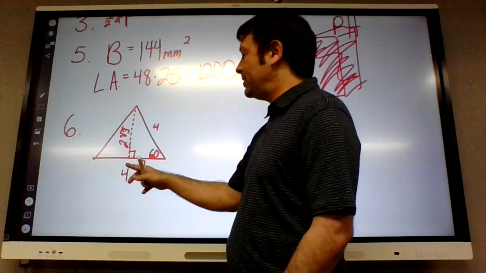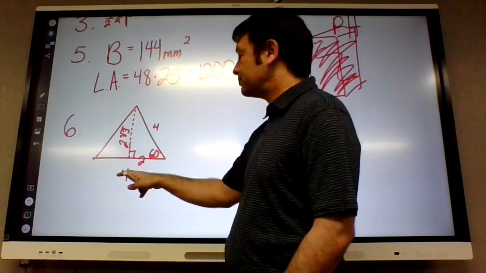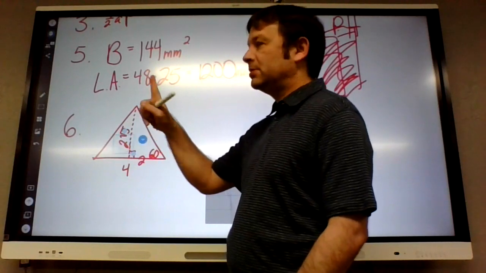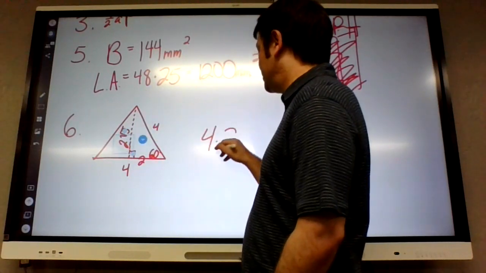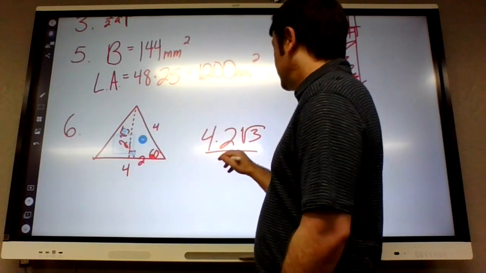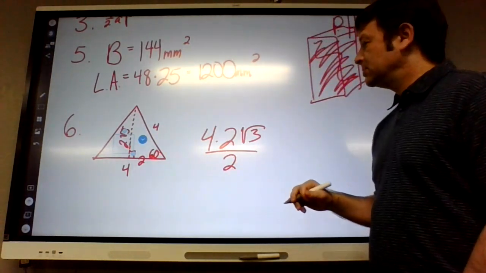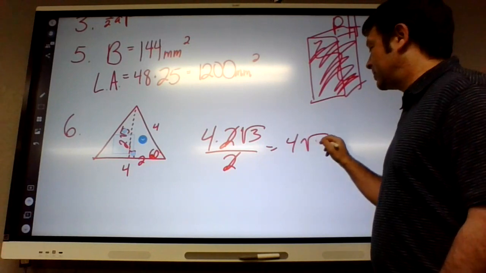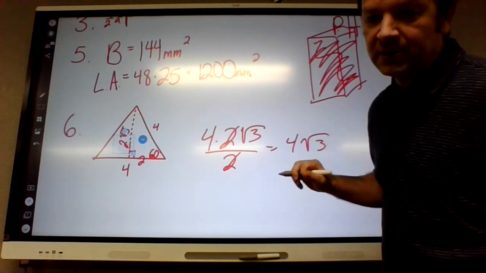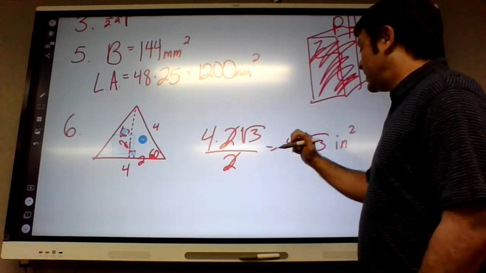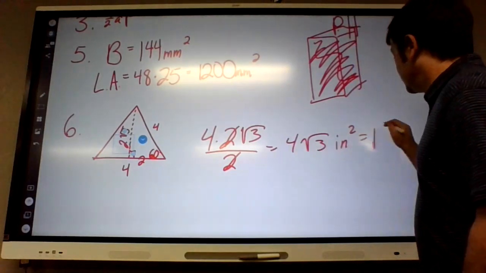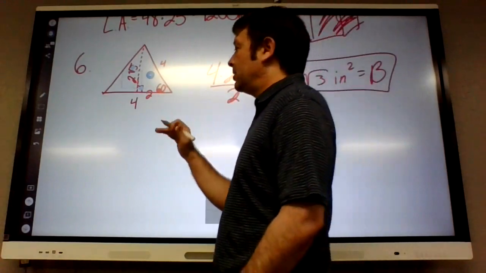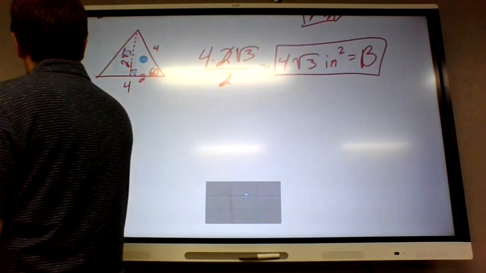But how would I find the area of this triangle now? You do 4 times 2 square root of 3 over 2. There you go, 4 times 2 square root of 3 divided by 2. The 4 squared and the 2 cancel out. It's like 4 square root of 3 inches squared. So that is the base, but you still need to find the lateral area. Perimeter times height.